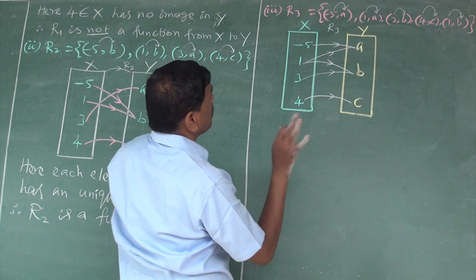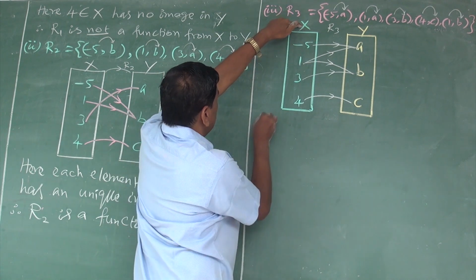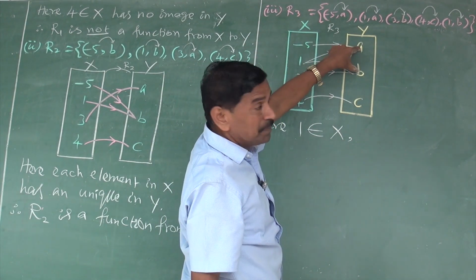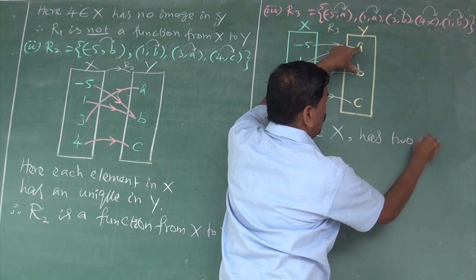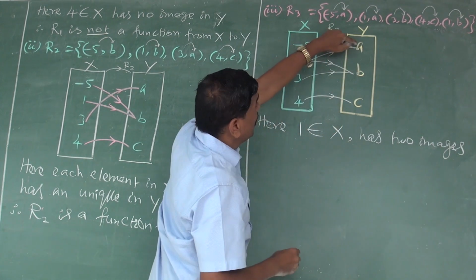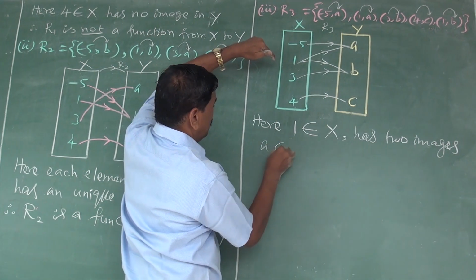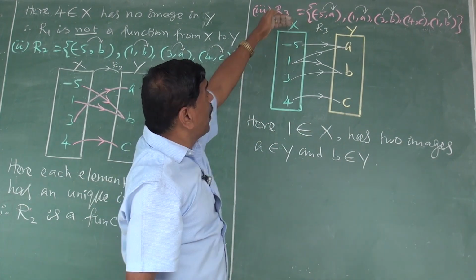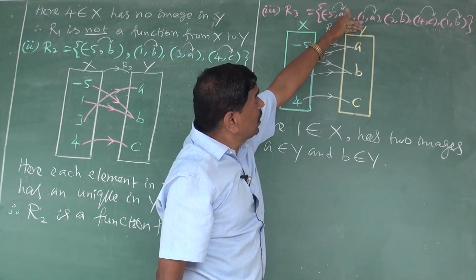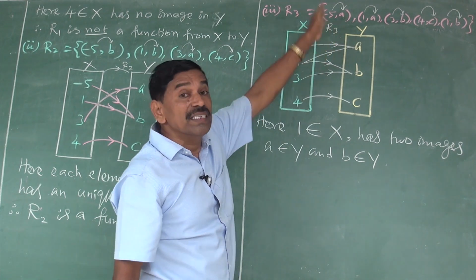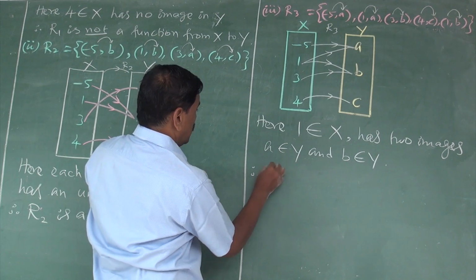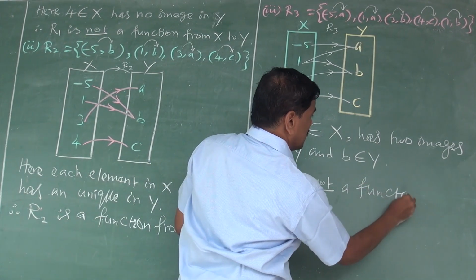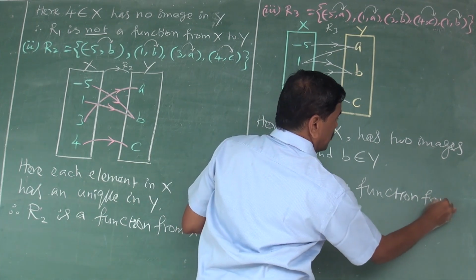Now we want to write the answer. The answer part is very simple. Here 1 belongs to X and has two images, A belongs to Y and B belongs to Y. The element 1 belonging to X has two images, A belongs to Y and B belongs to Y. Therefore, R3 is not a function from X to Y.